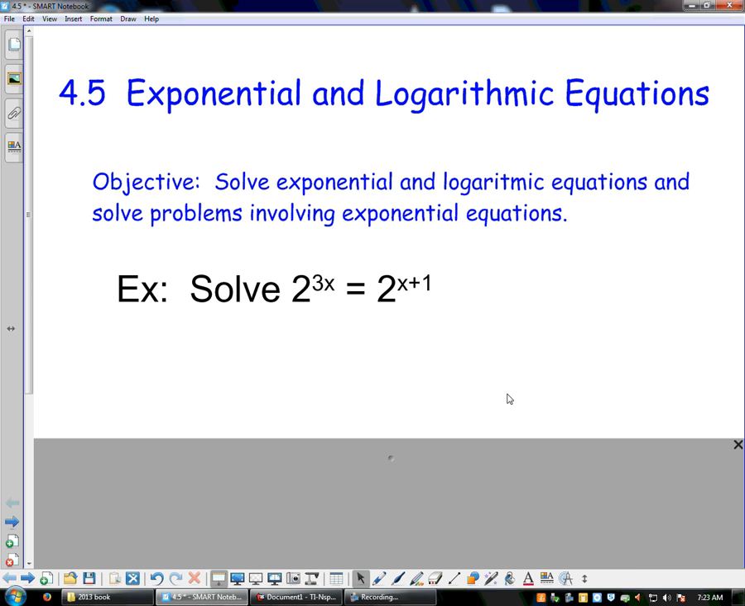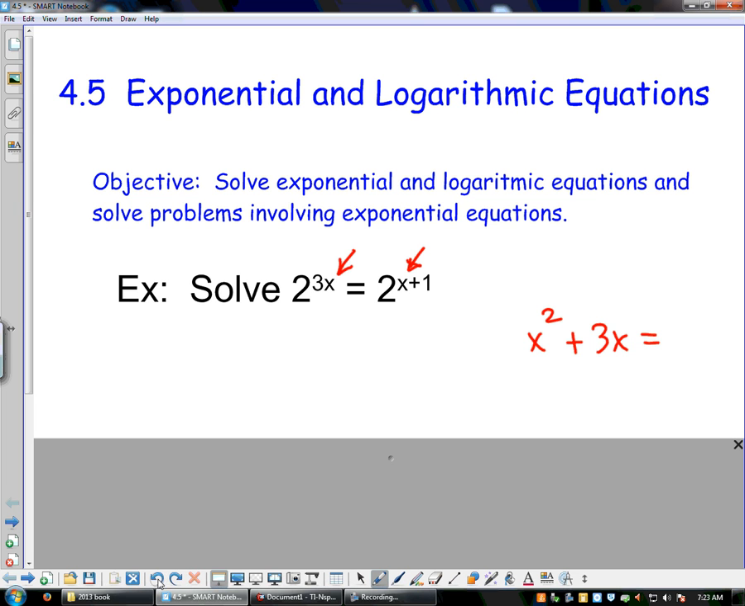If we want to solve 2 raised to the 3x equals 2 raised to the x plus 1. This is an exponential equation because our unknown, our x, the variable, is in the exponent. Right? It's not in the base. So it's not like solving x squared plus 3x equaling 7. That would not be an exponential equation because the x's are the bases, not the exponents.